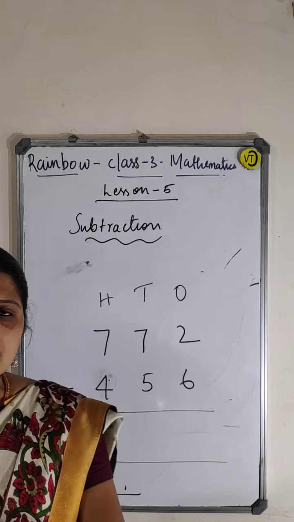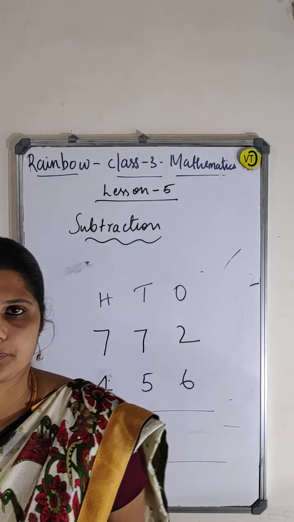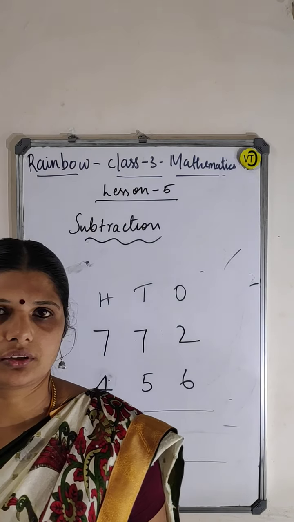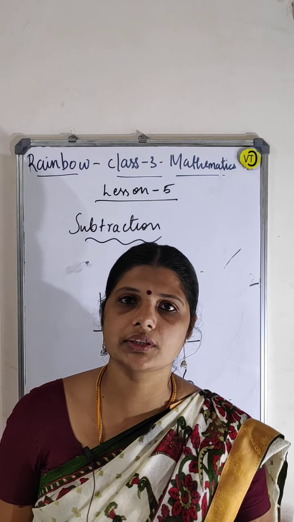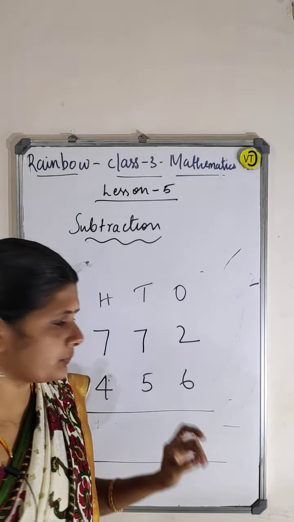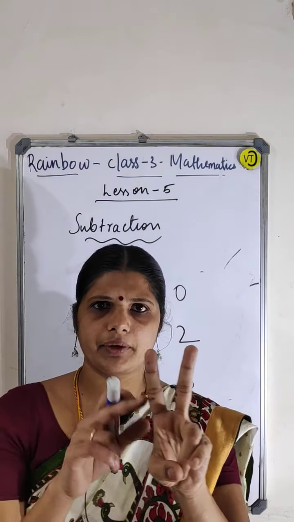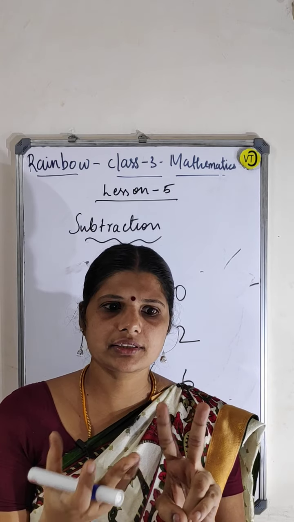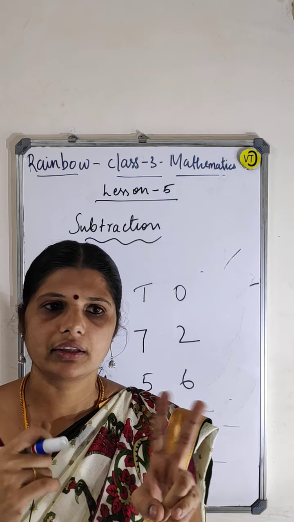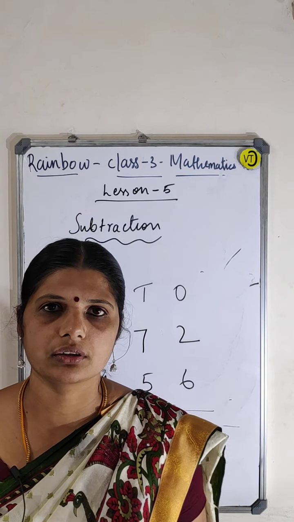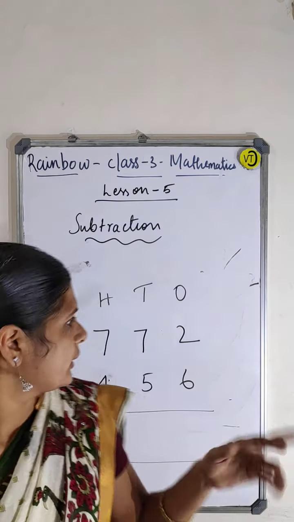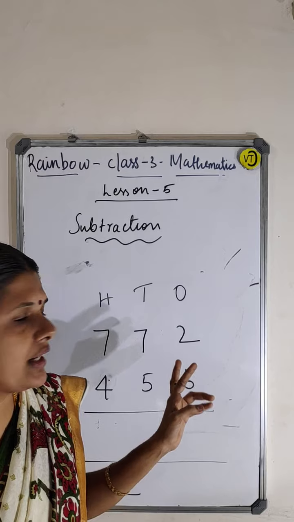1 ten is equal to 10 ones. 1 hundred is equal to 10 tens. You already know this one. In addition also I told you, it is the very same thing you are going to see here. 2 and 6. 2 is there. I cannot subtract this 6 from 2, right? Where can I subtract? I cannot. So what is this 2 planning? Nearby there is a friend here, 7.